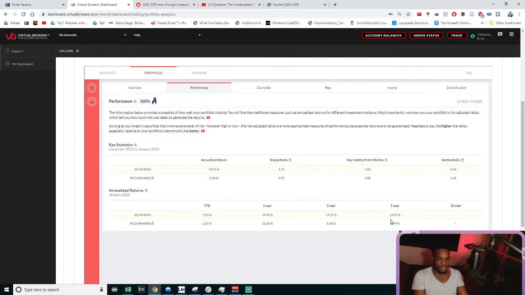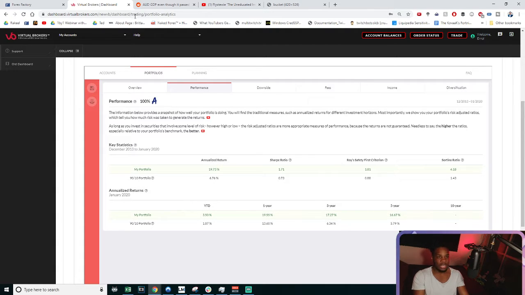If we look at my performance year to date, I'm around 3.5%, which is not that bad. My 5-year is 16%, which is decent. But year to date was much higher before this coronavirus happened. This coronavirus took all those earnings away. So that happens. It happens to the best of us.